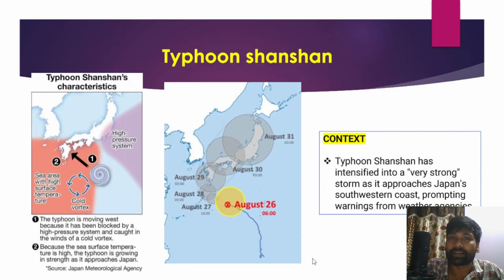And the next very important article, which is very important from the prelims perspective, is Typhoon Shanshan. Typhoon Shanshan is going to hit the East Japanese coast, and in this context it is very important that we understand about this, right? So briefly you can also go through Typhoon Shanshan's characteristics.